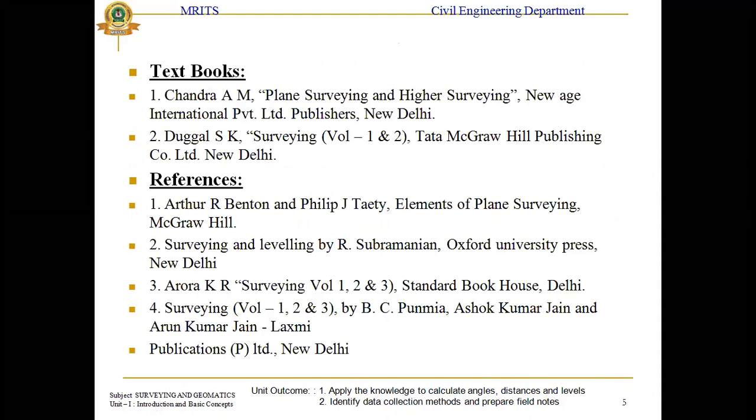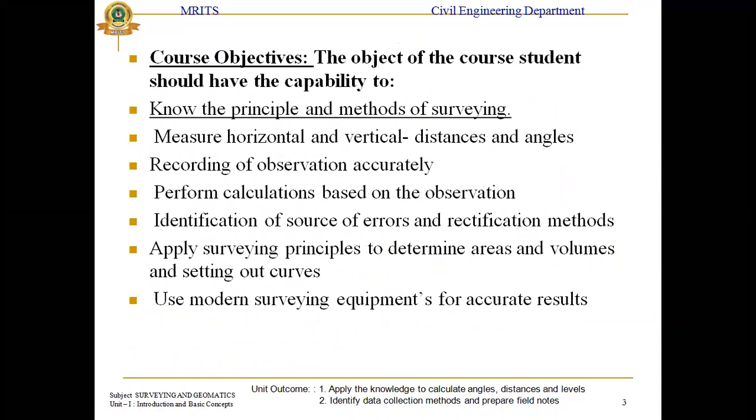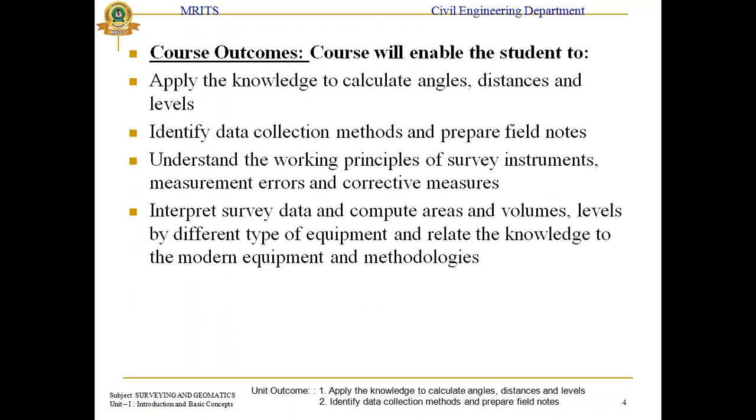Some course objectives: to prepare for horizontal and vertical angle and distance measurement, recording the observations and accuracies, performing calculations based upon the observations, identifying sources of errors and methods, and applying surveying principles to determine areas and volumes and setting out. Different areas are the main object for the different processes.